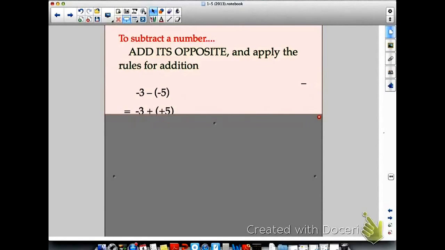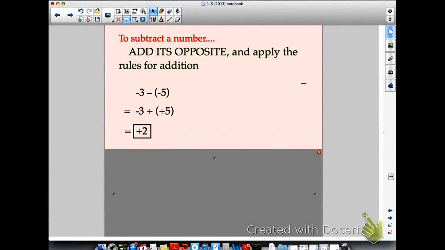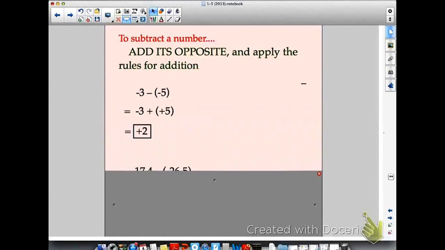Okay. Now, are they like signs or opposite signs? Opposite signs. So you're going to subtract the absolute values. And that's going to be 5 minus 3, which is 2. And the sign in front of the larger value is positive. And therefore it is positive 2. Okay.